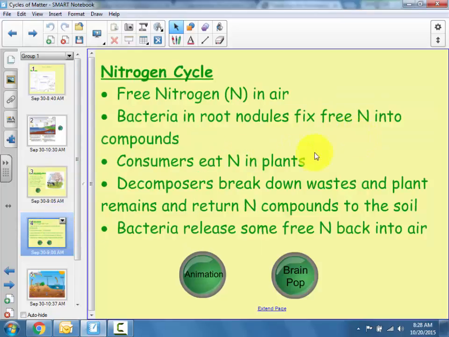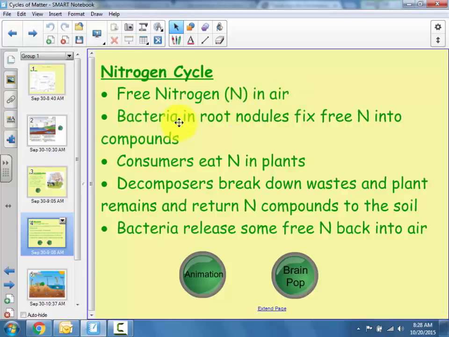The last cycle is the nitrogen cycle, and this starts out with free nitrogen just floating around in the air. Like 78% of the air that we breathe is nitrogen, but we can't use it when we breathe it in. So we breathe it in and it just comes right back out because our bodies can't use it. But we need nitrogen as part of our bodies. It's a really important molecule that our body needs.